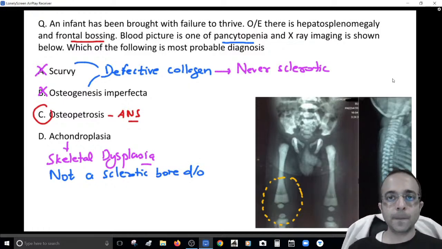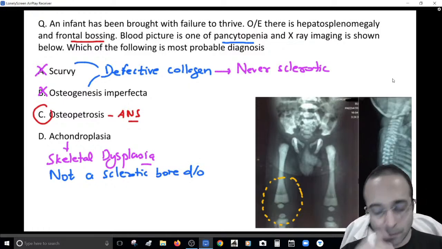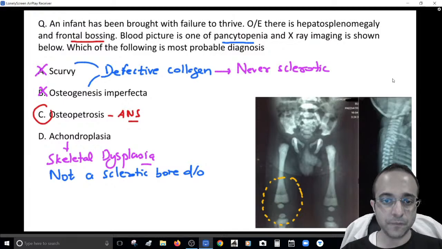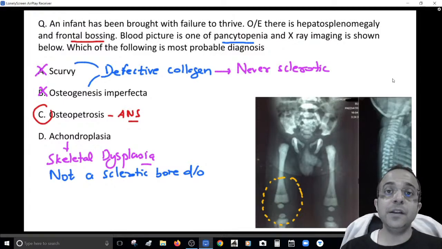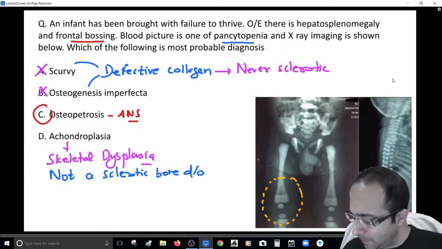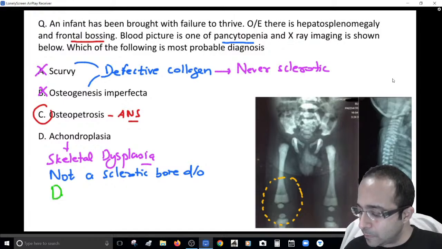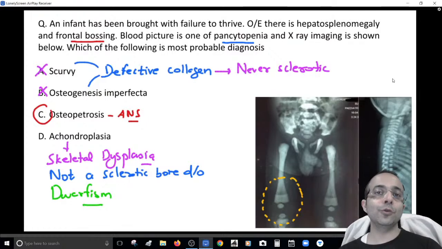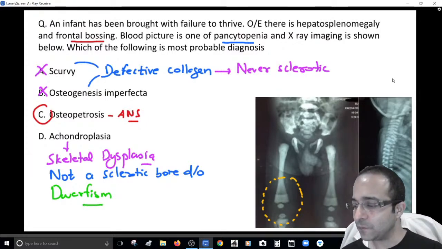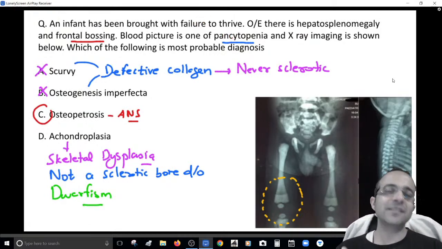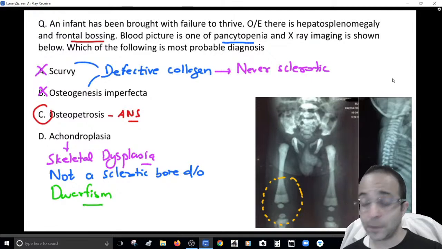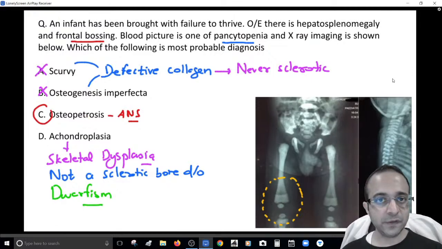It's the fibroblast growth factor receptor that is defective, and it basically leads to dwarfism. That is the category into which achondroplasia goes. And you won't find these kinds of things so easily: pancytopenia, failure to thrive right at birth, in a skeletal dysplasia, because skeletal dysplasia would manifest with growth. So this is classically a case of osteopetrosis.